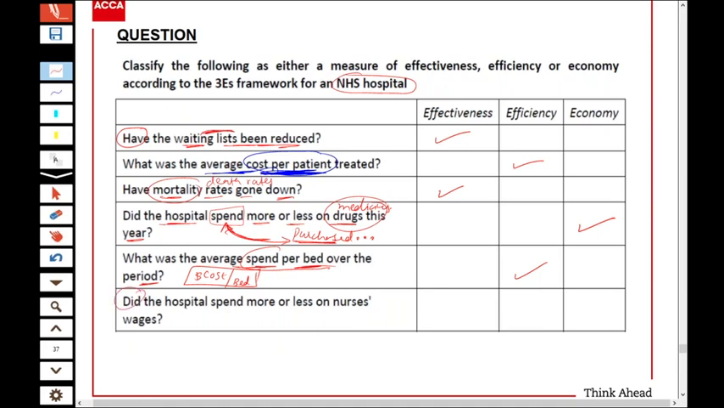And the last, did the hospital spend more or less on nurse wages? See, you are acquiring HR services. The nurse wages are economy, because it is usually written in the government-based hospital that staff are needed on a voluntary basis. That is the input of the workers. So it is economy.